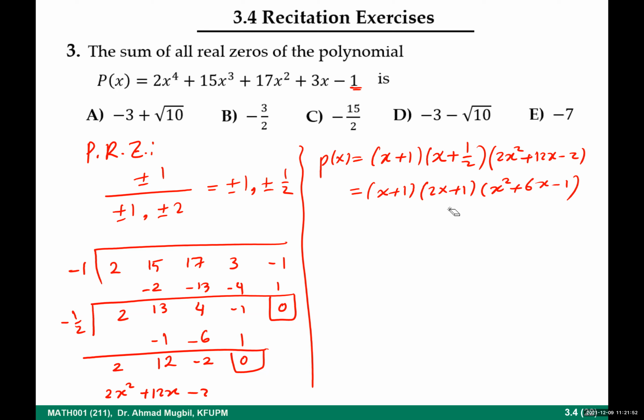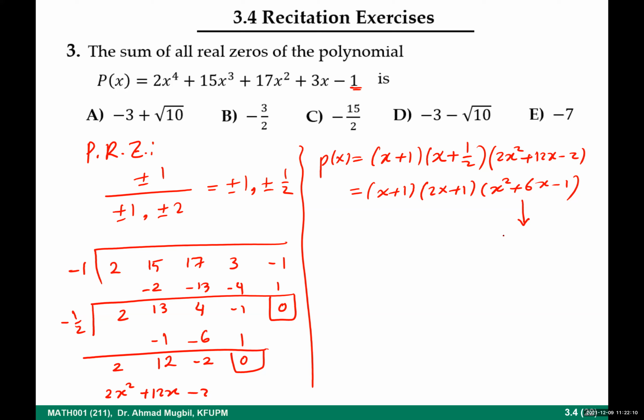Now, what was the question? The sum of all real zeros. So what do you think? What can we do more to continue? Can you factor this, or is it a prime polynomial? You cannot factor it. You cannot find two integers whose product is 1 and whose sum is, of course, 6.